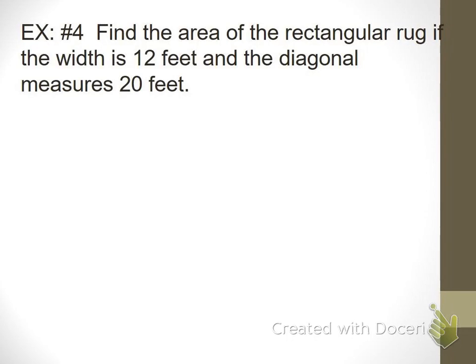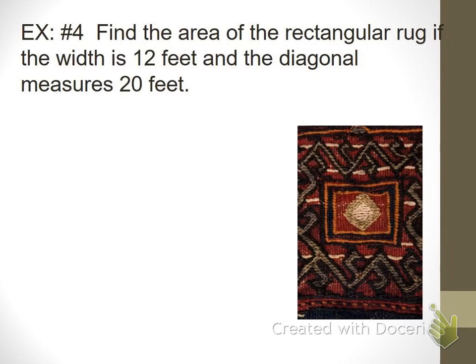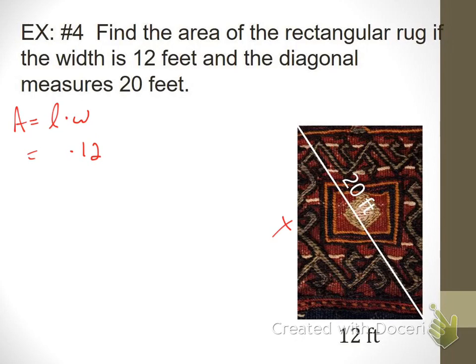The next one. Find the area of the rectangular rug if the width is 12 feet and the diagonal measures 20 feet. Sketch a good picture. Remember how to find the area of a rectangle. Go to work, and then you start the video back up and make sure you're right. Okay, so there's a rug. The width is 12 feet, and the diagonal is 20 feet. In order to find the area of a rectangle, we need length times width. Right now, we know the width is 12 feet. We just need the length, right, which would be this guy right here.